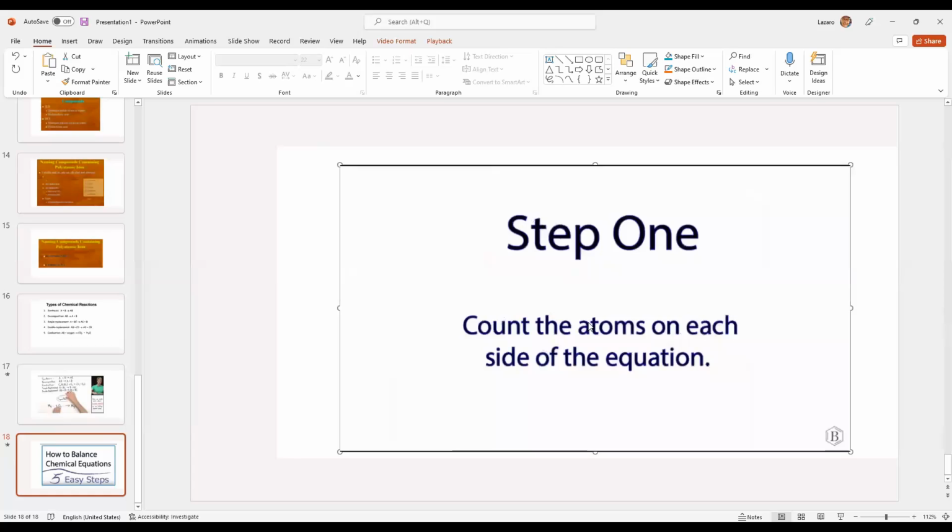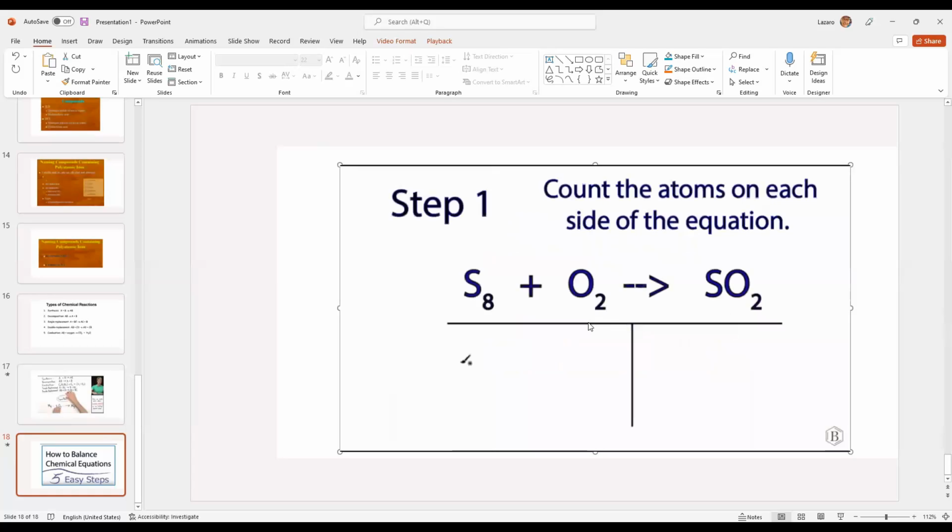Step one. Let's count each type of atom. Sulfur, I have 8. Oxygen, I have 2. On the product side, sulfur, I have 1. And oxygen, I have 2. Note that if there's nothing after an element, we assume that to be 1. And that's it. We're done with the first step.